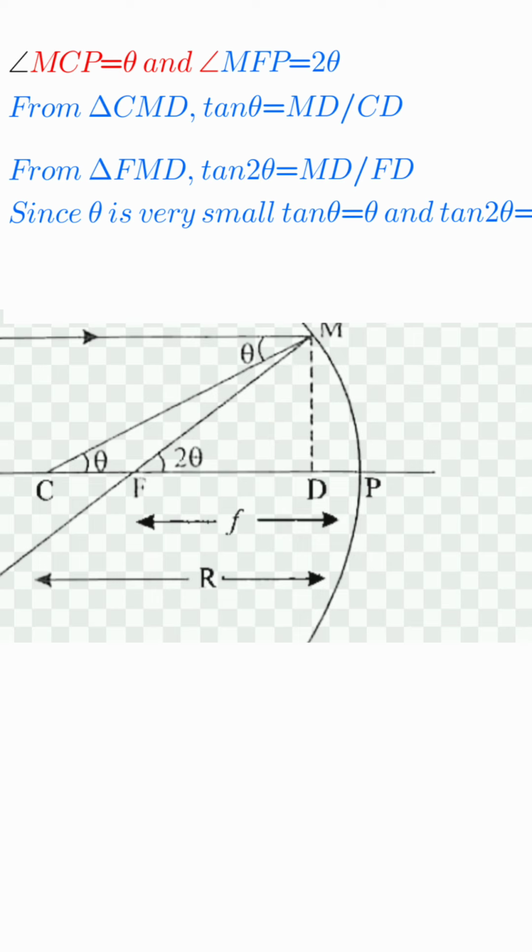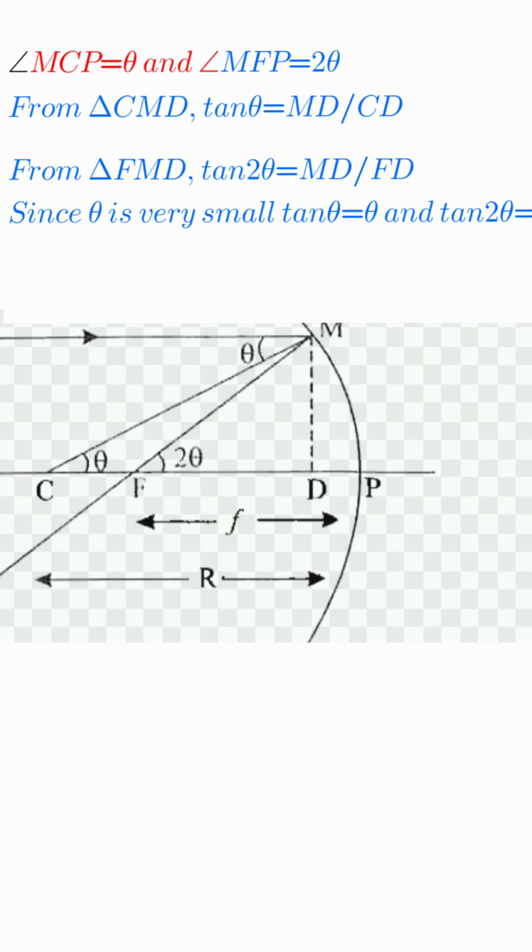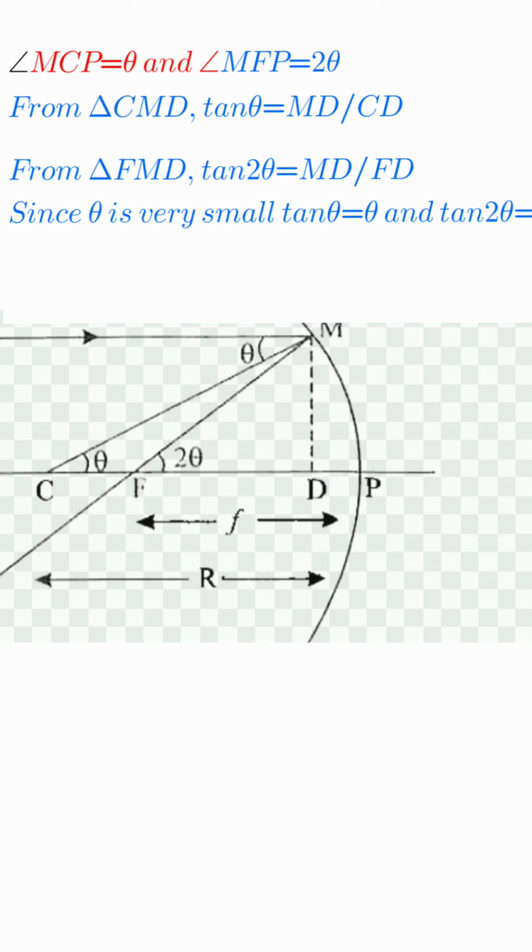Here we can observe one more perpendicular drawn from M onto the principal axis as MD. From triangle CMD, tan theta is equal to MD by CD. From triangle FMD, tan 2 theta is equal to MD by FD. Since theta is very small, tan theta is equal to theta and tan 2 theta is equal to 2 theta.